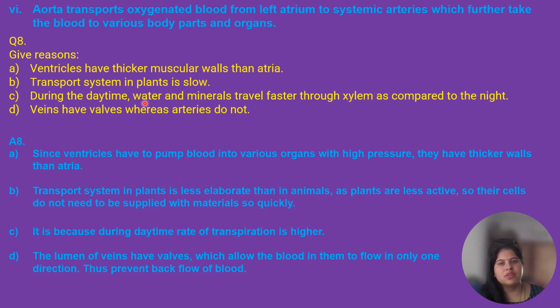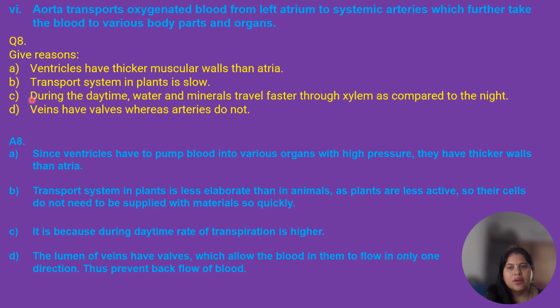Now, transport system in plant is slow. Plants require less energy because plants do not move. So that's why they require less energy compared to the animals. So the transport system in plants is less elaborate than in animals because plants are less active. Less active means they can't move. So their cells do not need to be supplied with materials so quickly.